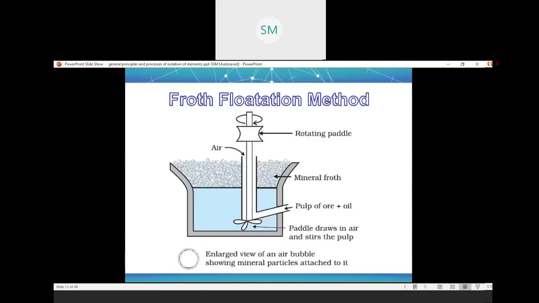This is the diagram of the froth flotation method, where you can see a mixture of powdered ore mixed with water and pine oil taken in the tank, in which a strong stream of air is passed for agitating the mixture. As and when the froth is formed, it carries the lighter sulfide ore along with it to the top, which can be skimmed off and the ore can be recovered, whereas heavier gangue particles will settle at the bottom.